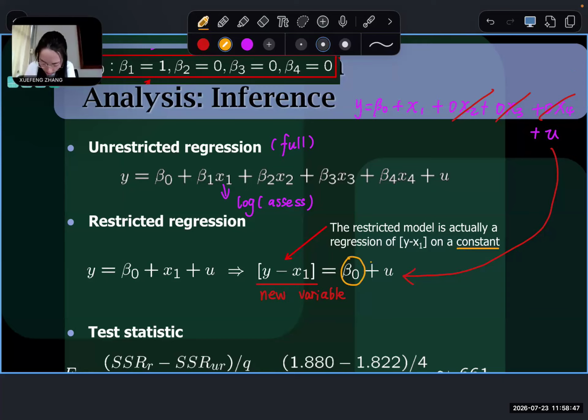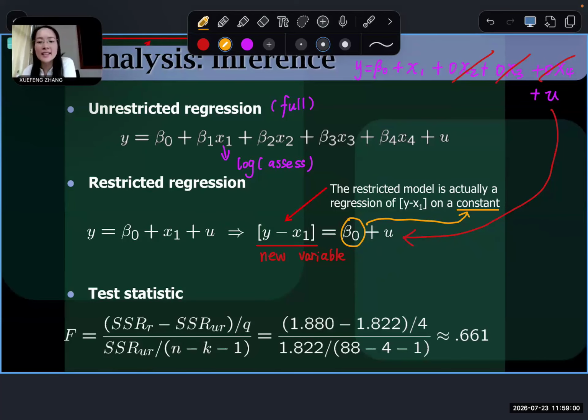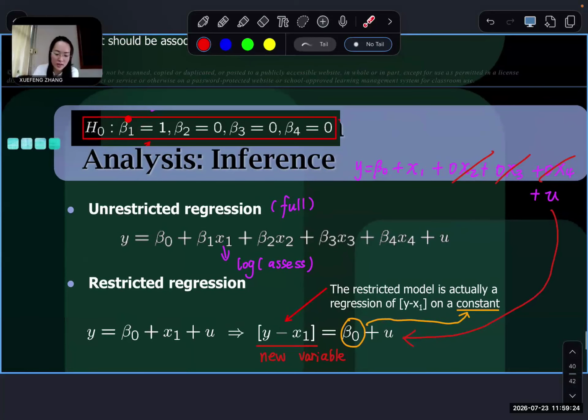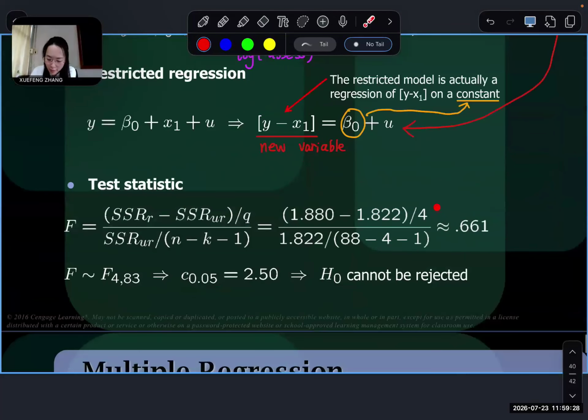Okay, the same trick, same idea as before. Build the restriction directly into a transformed variable and we run a simple regression, get SSR restricted. I'll show you those SSR restricted and SSR unrestricted, okay? Same here, we have 4 restrictions, right? Beta 1, 1, 2, 3, 4. That's why we have 4 restrictions.